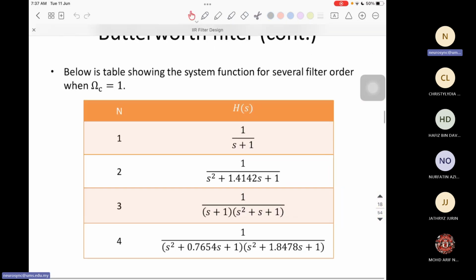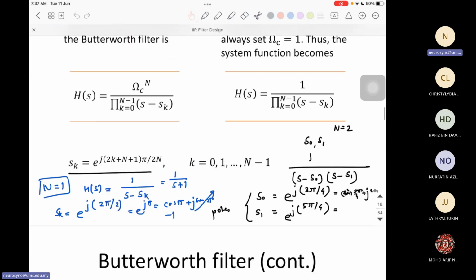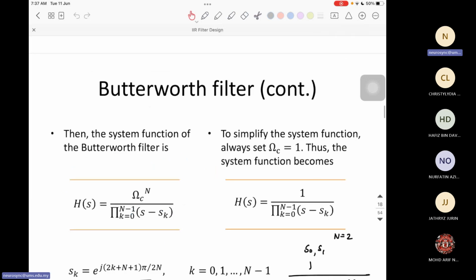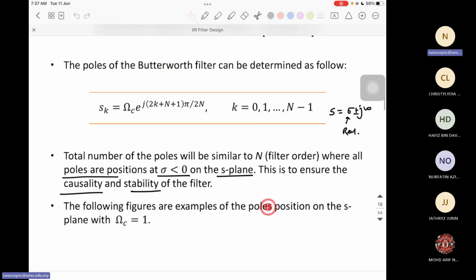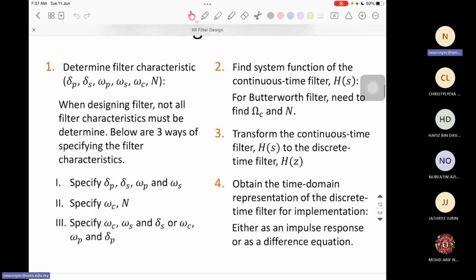Okay, if the order is 2, then this is the H of s. If the order is 3, then this is the H of s. If the order is 4, then this is the H of s we will get. Now the steps to follow while designing the digital filter are: first is to determine the filter characteristics. So these many characteristics we need to determine.